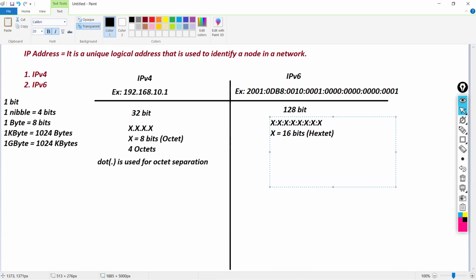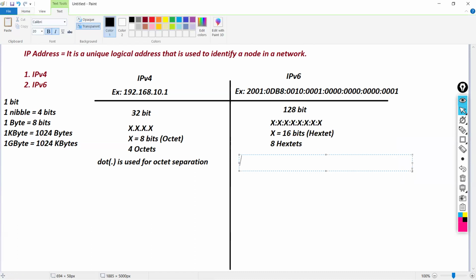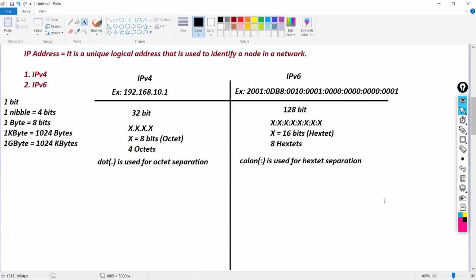So how many hextets are there? 8 hextets. And these hextets, how do we separate them? With a colon. So you will say colon is used for hextet separation. Clear?